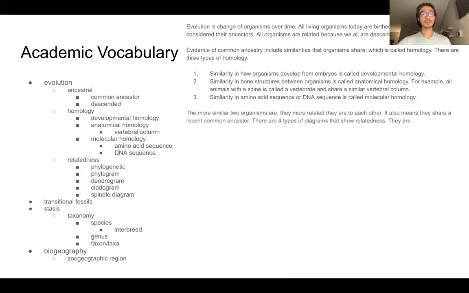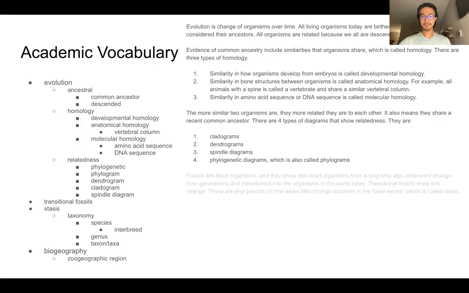The more similar two organisms are, the more related they are to each other. It also means they share a more recent common ancestor. There are four types of diagrams that show relatedness. They are cladograms, dendrograms, spindle diagrams, and phylogenetic diagrams, which are also called phylograms.